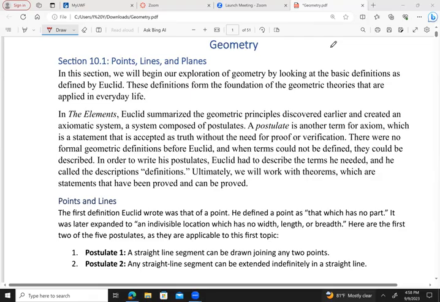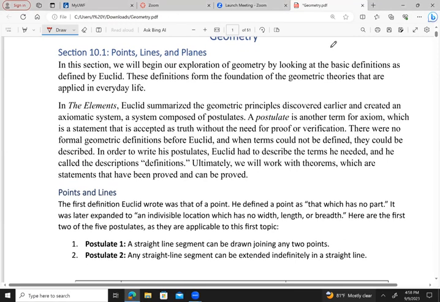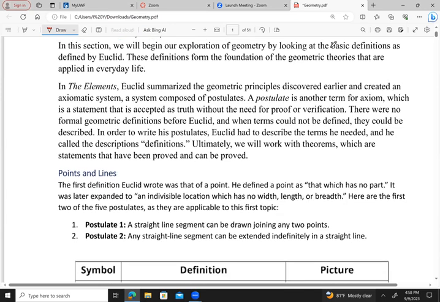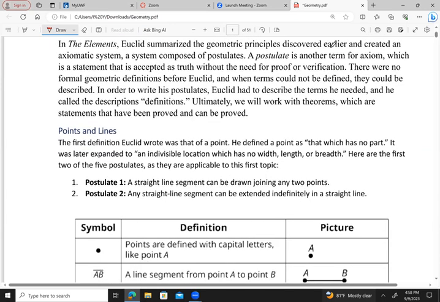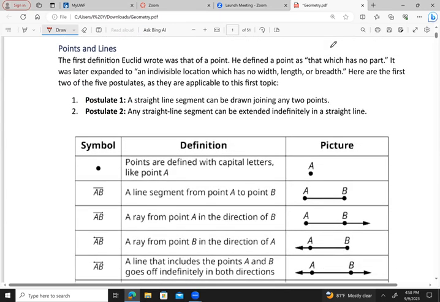Okay, so today we're going to look at section 10.1, points, lines, and planes. So we'll look at some basic geometry first here. And we'll start off talking about points and lines.